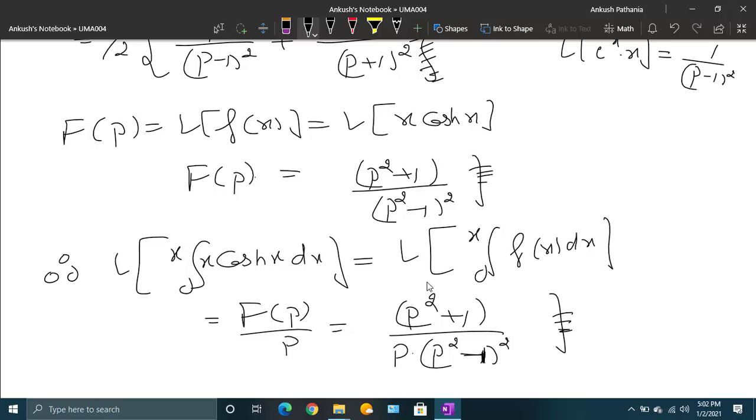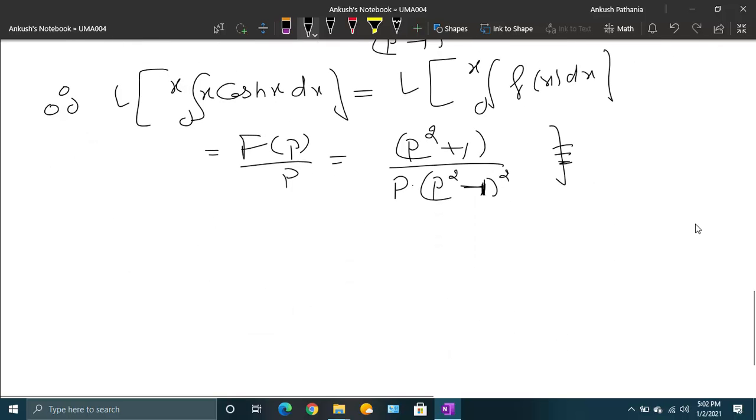And so in this type of question I need to only divide F(p). The main thing is to find F(p), that is the Laplace of f(x), and then you divide that F(p) by p. That will give you the desired solution.